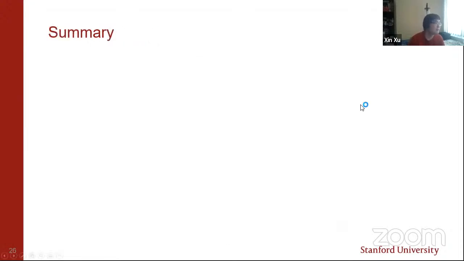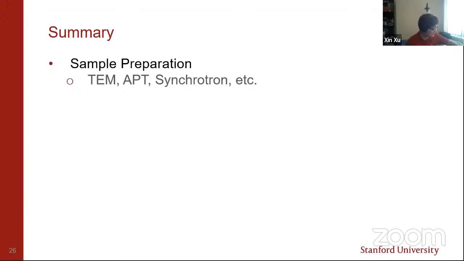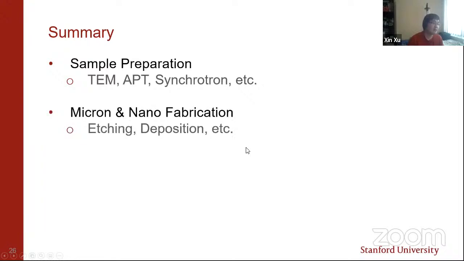So just a quick summary here. Right now the major use of FIB is to prepare samples for TEM, for etching probes, for synchrotron studies. And I would say there are some other powerful functions, but the function is kind of underestimated.